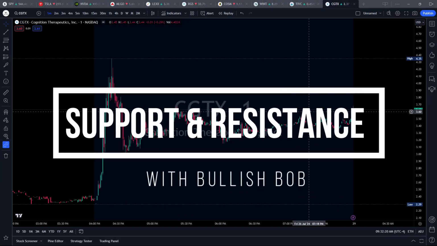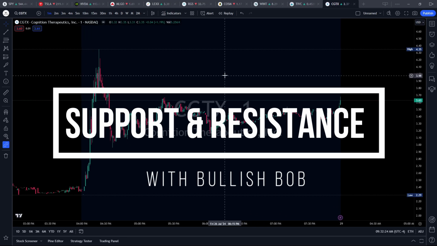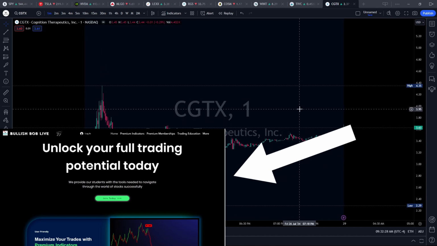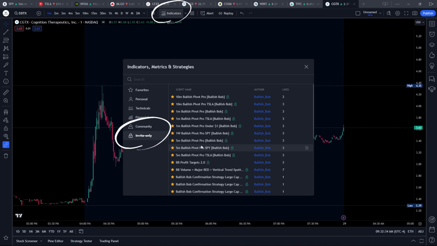In today's video, we're going to go over how to add our new support and resistance indicator to your chart and how it works. So it's really simple, guys. If you have access to our premium indicators, which are available at our website at bullishboblive.com, then you have access to these indicators and our custom library here.